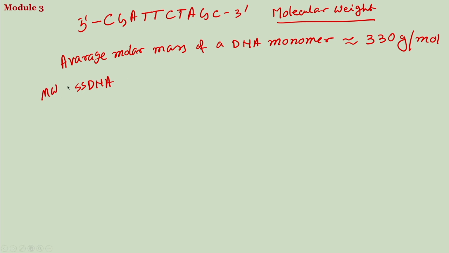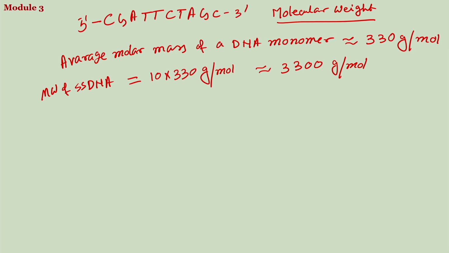So, for this single stranded DNA, the molecular weight of this particular DNA will be, how many bases you have? 1, 2, 3, 4, 5, 6, 7, 8, 9, 10. 10 into 330 gram per mole. So, approximately 3300 will be your approximate molecular weight of your given DNA. So, this is for the single stranded DNA.